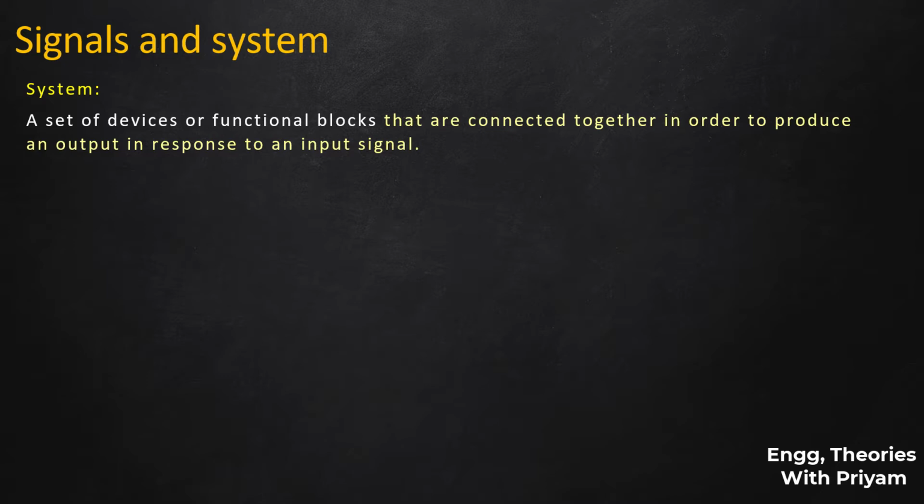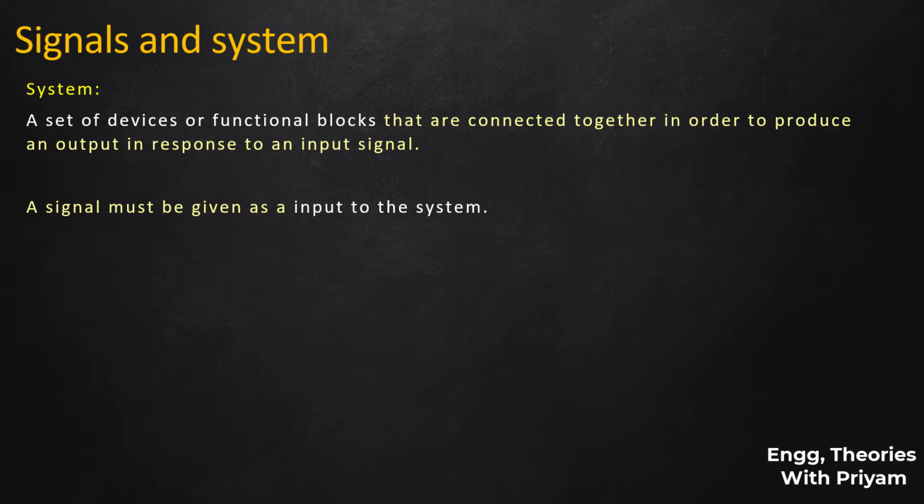Let me repeat this again. A system is defined as a set of devices or functional blocks which are connected together so that they can produce an output when an input signal is applied to the system. A system alone cannot produce the output. A signal must be given as an input to the system.